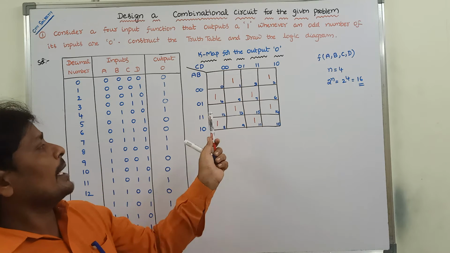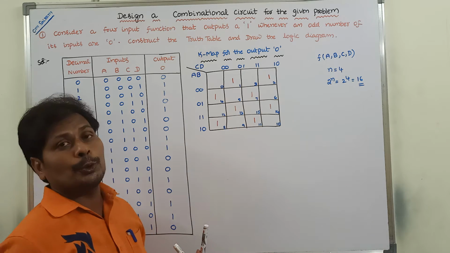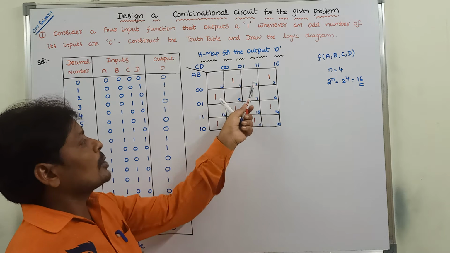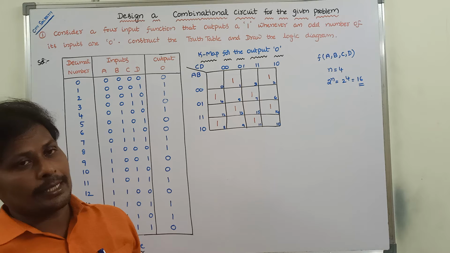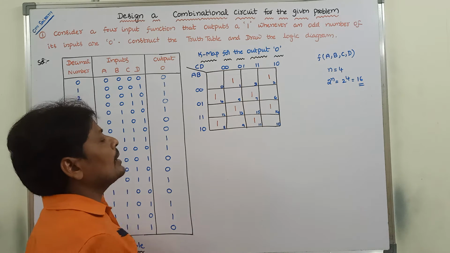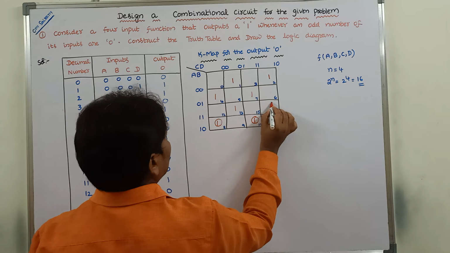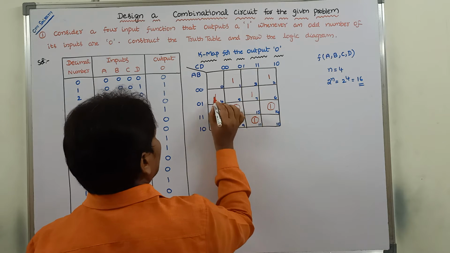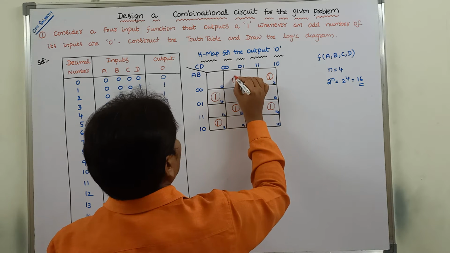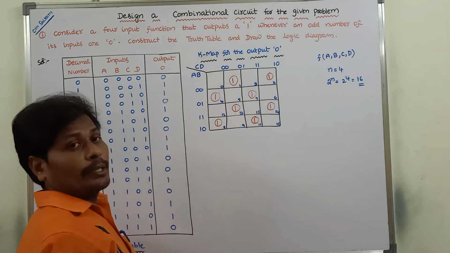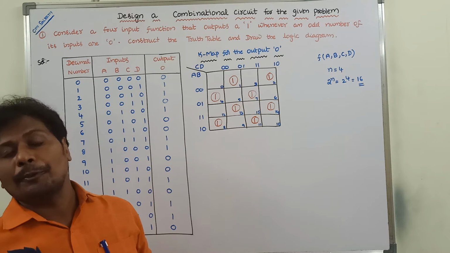Next priority is given to pairs. A pair means adjacency of 2 ones. Here there is no possibility of getting pairs. Next priority is given to singletons. Each and every one is a singleton. This one is a singleton, this one, this one, this one, this one and this one are also singletons. Each one is not paired with adjacent ones.